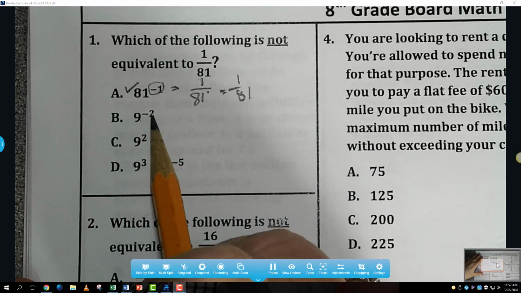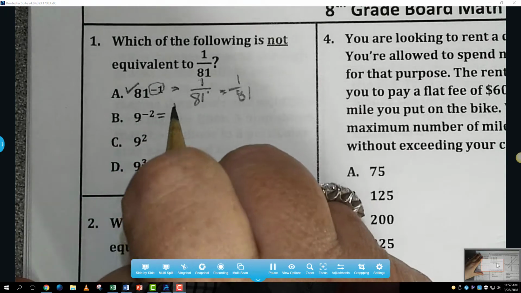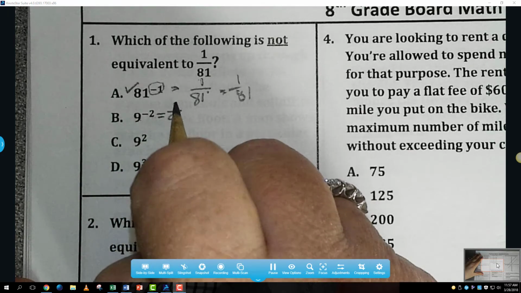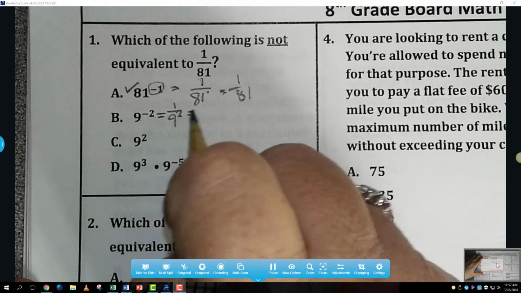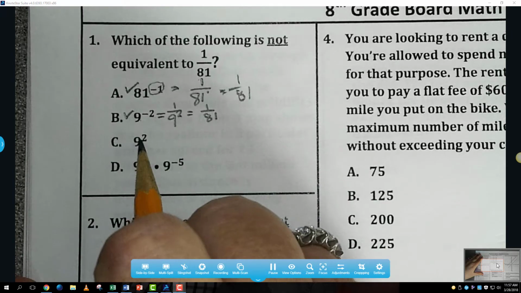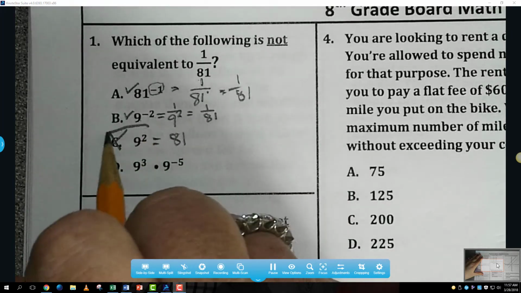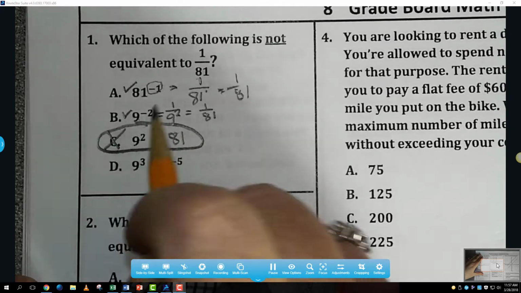This is 9 to the -2, so we're going to have to write the reciprocal of that. We would get 1 over 9 squared, and 9 squared is 81, so that's 1 over 81. That's okay. 9 squared is simply 81. That's not going to work, so there is the answer.